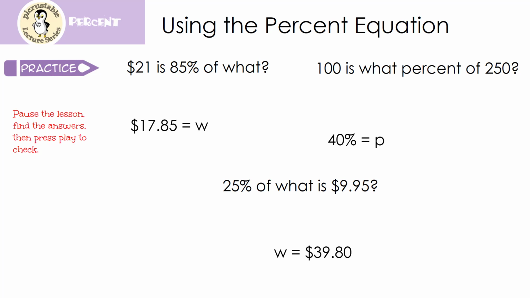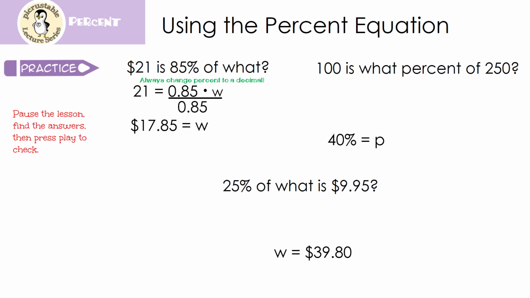If you got them right, cool. You can move along in the video. But for the rest of us, let's see what we have. When I look at the first one and I rewrite it, I remember that 85% needs to be changed to a decimal. Is equals, of is multiplication, and what is just W. Remember, the opposite of multiplication is division, and that's why I divided by 0.85.